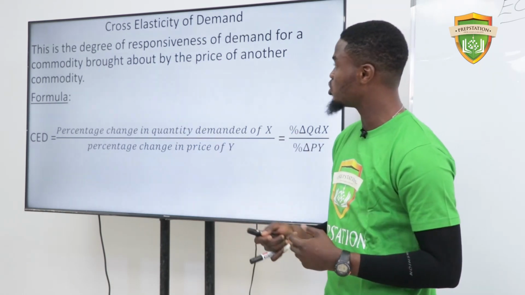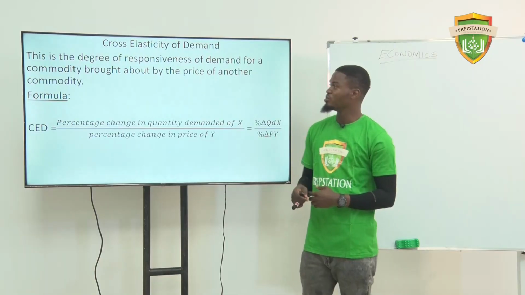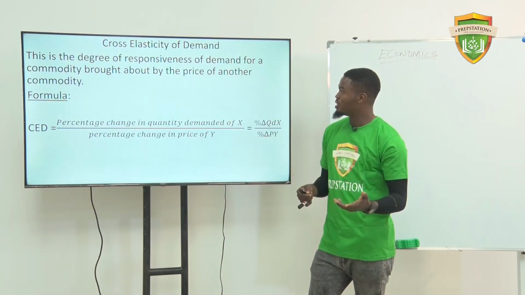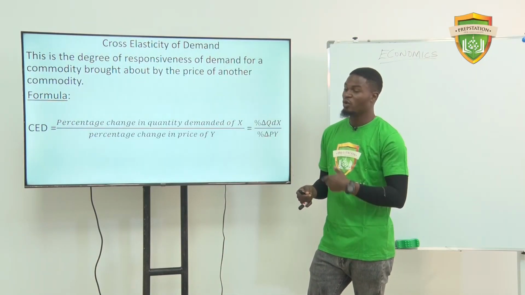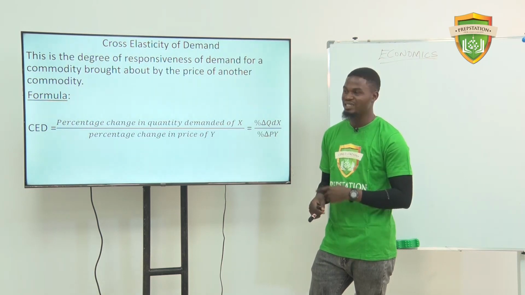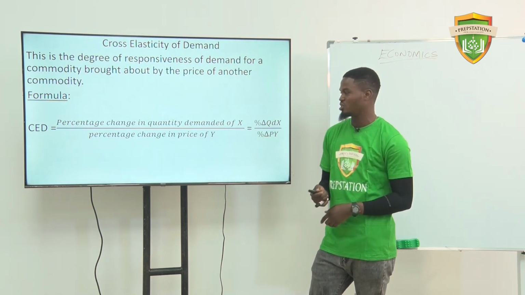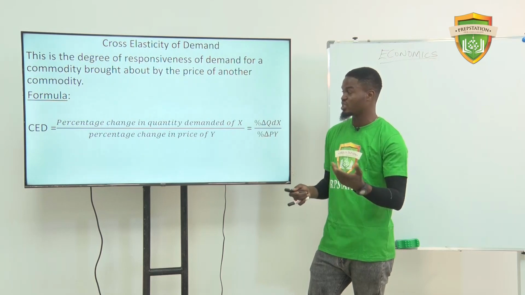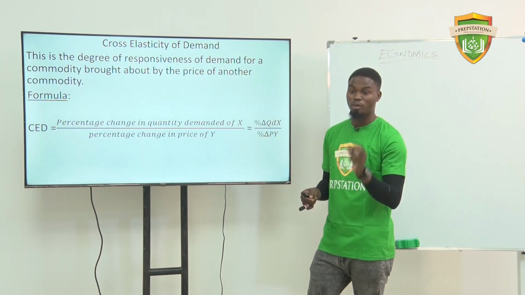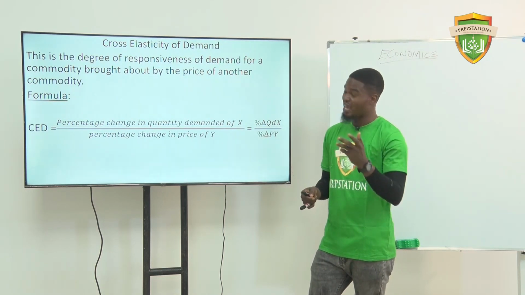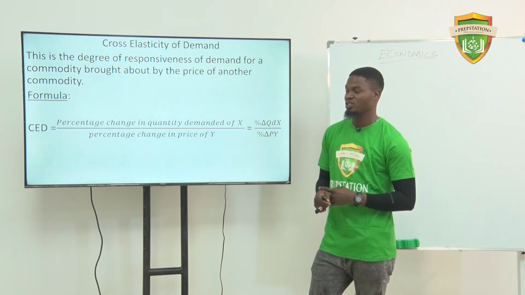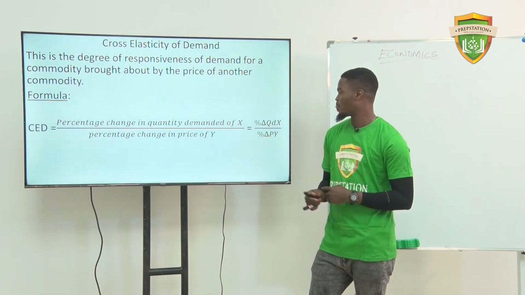So cross elasticity has to do with the degree of responsiveness of demand, of change in demand for a commodity brought about by change in price of the other commodity. So we have the formula as percentage change in quantity demanded of commodity X divided by percentage change in price of commodity Y.